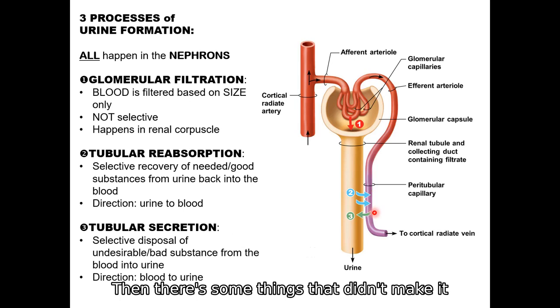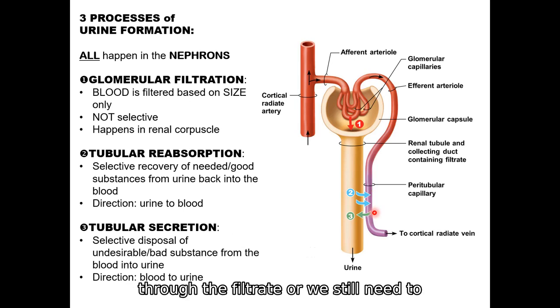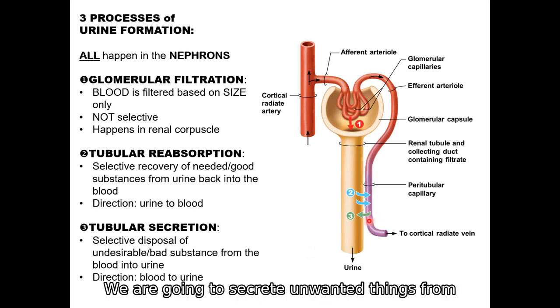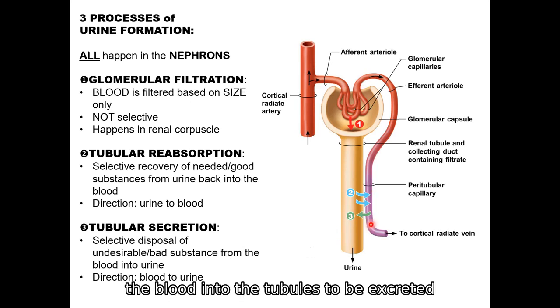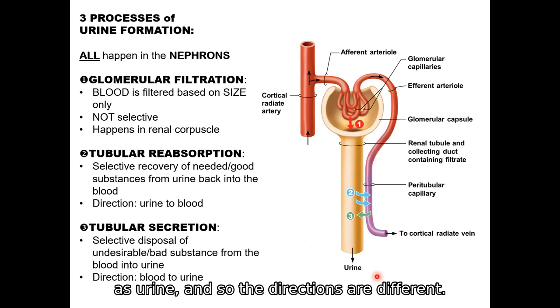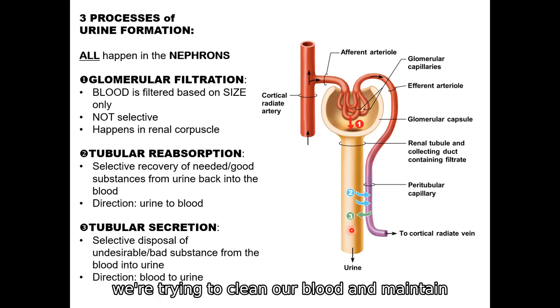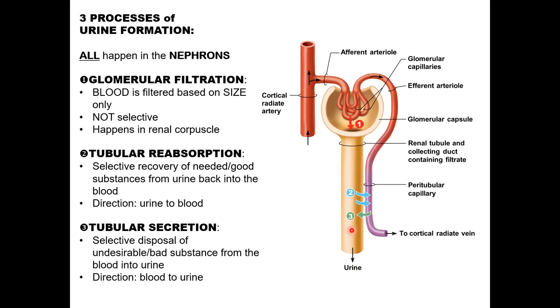Then there's some things that didn't make it through the filtrate, or we still need to get rid of. And so we do that through a process called tubular secretion. So then we're going to go the other way. It's like taking out the trash. We are going to secrete unwanted things from the blood into the tubules to be excreted as urine. And so the directions are different. When we're reabsorbing, we're going from urine back into the blood, and then we're secreting from the blood into the tubules. Like we're trying to clean our blood and maintain homeostasis.